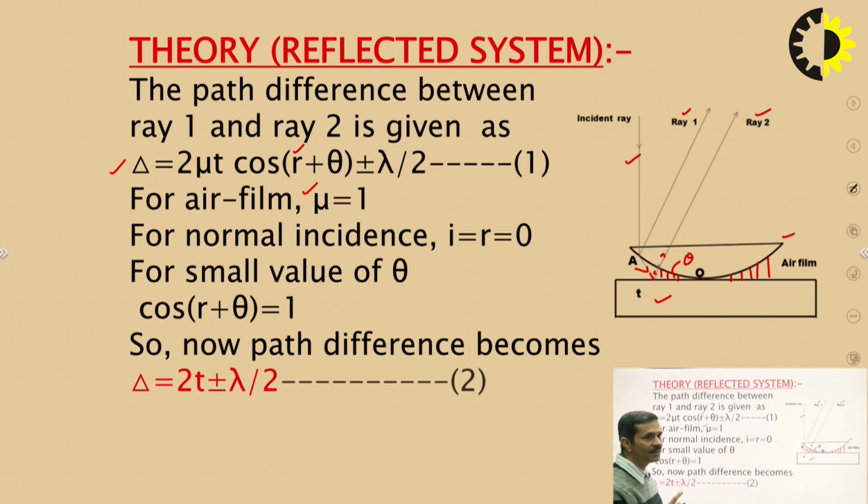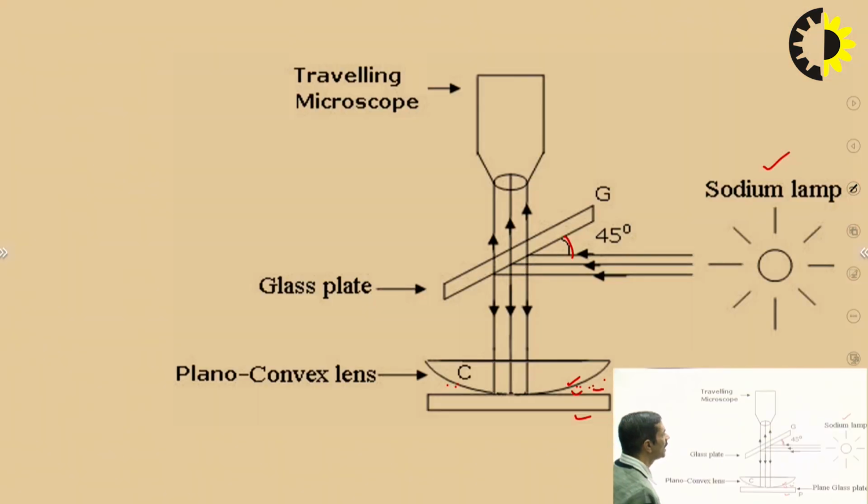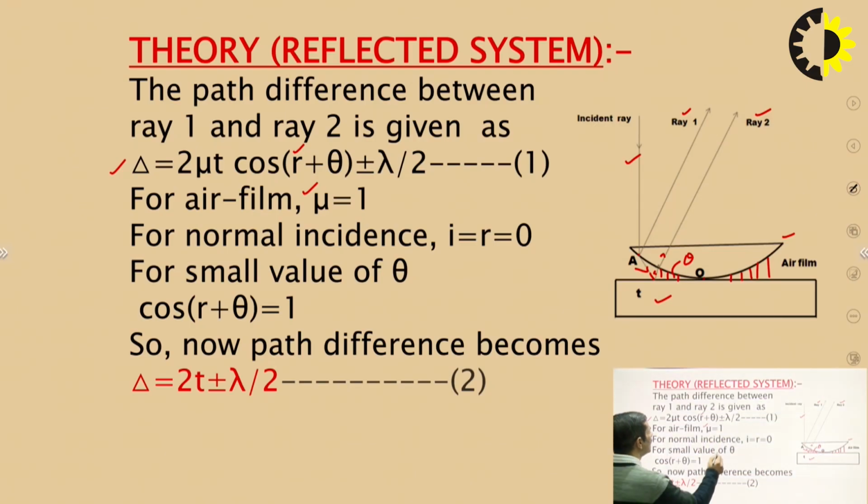The refractive index of air is 1, so we take mu equal to 1. In the Newton's rings experiment, the light is at normal incidence. So for normal incidence, the angle of incidence and the angle of refraction will be 0. That means in the case of Newton's rings, light is normally incident on the system, that is, on the plane glass plate and the plano-convex lens. That's why we take i and r to be 0 here.